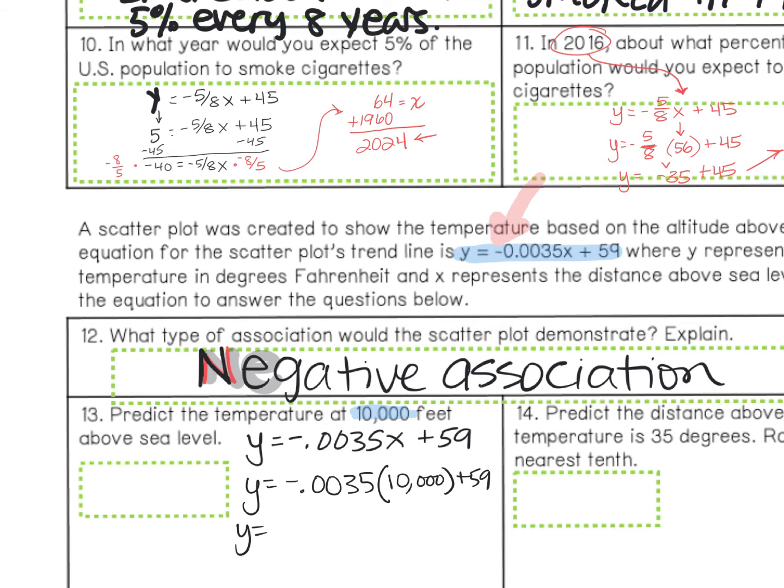Anyway, I could have done that in my head. Negative 35 plus 59. We get y equals 24.